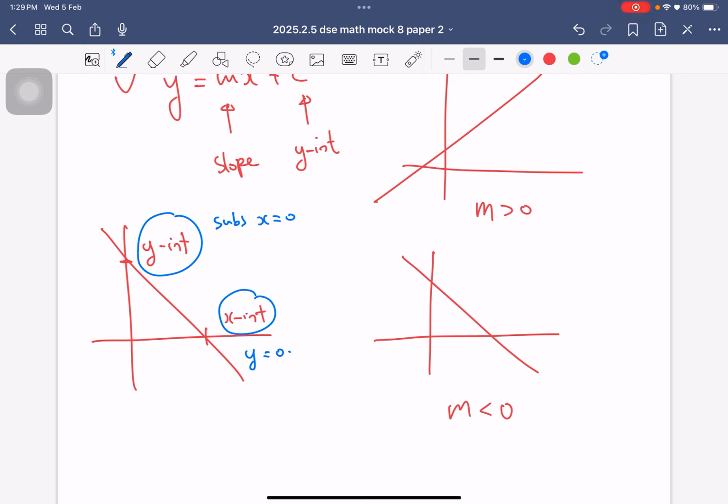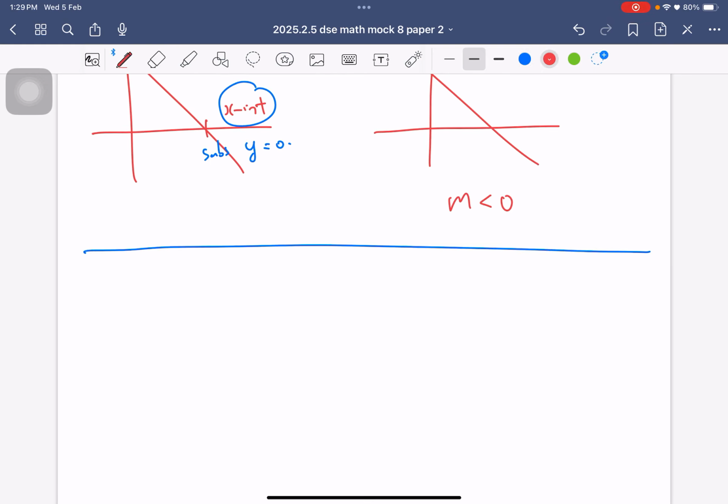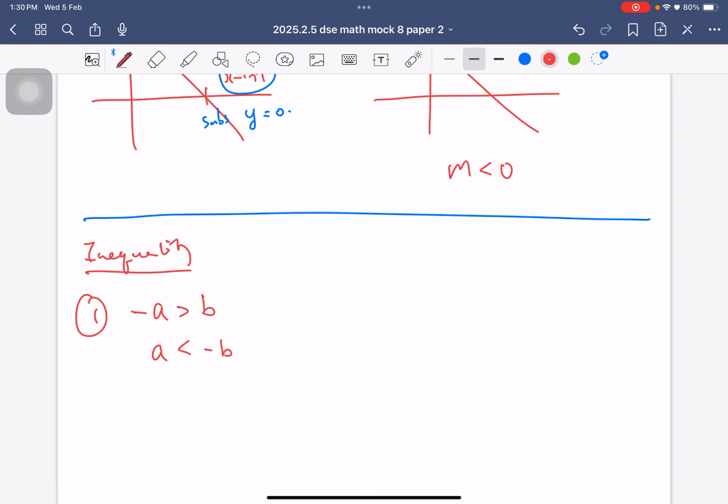Okay, that's all of the things you need to understand for this question. And also you need to learn something about inequality. If we have negative a is greater than b, which means that a is smaller than negative b, isn't it? So that's the first one. If you divide by a negative, you need to swap the sign.